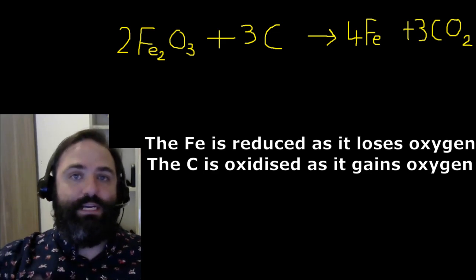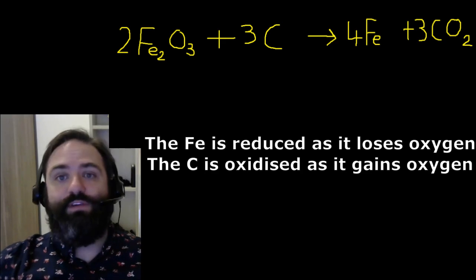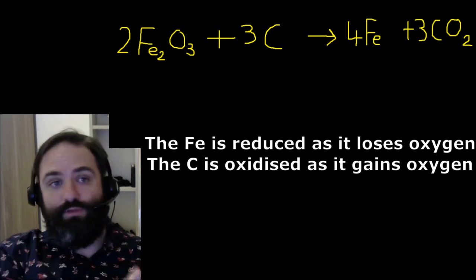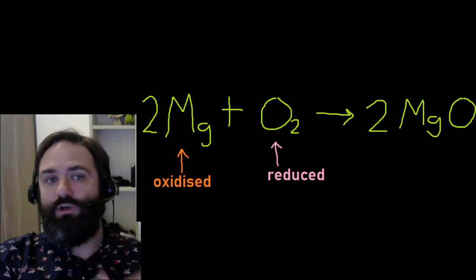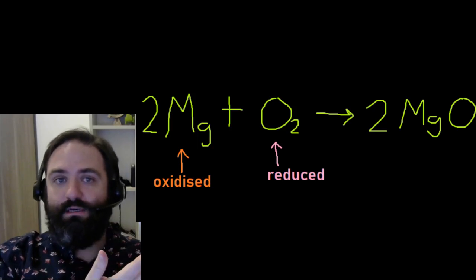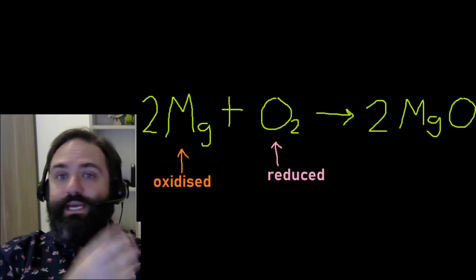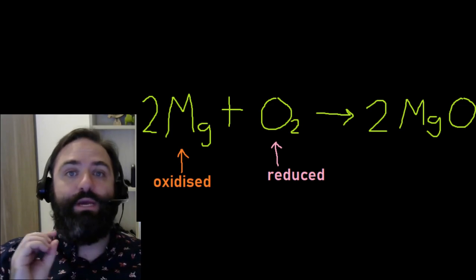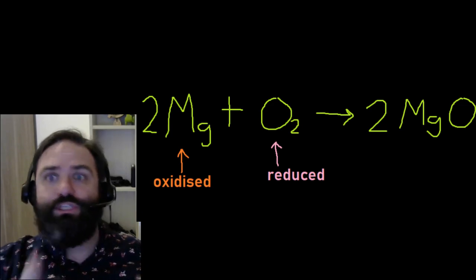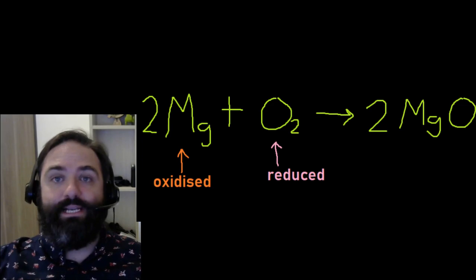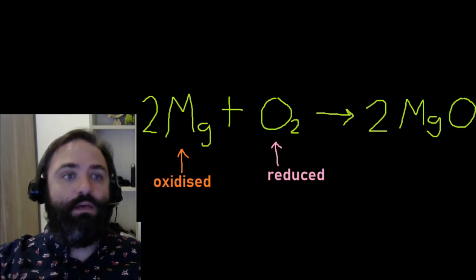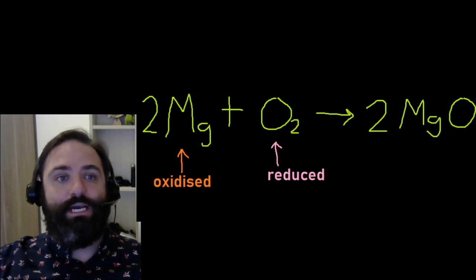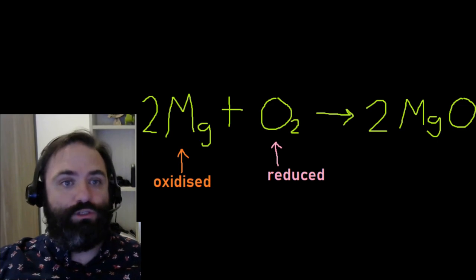Oxygen gets added, it's oxidized, oxygen gets removed, it's reduced. We can see that with another example here. So the magnesium gains oxygen, it's oxidized. The oxygen goes from being stuck to another oxygen to being with a magnesium, so the oxygen has lost oxygen, and it is reduced. So that's the first definition of redox, gain or loss of oxygen.